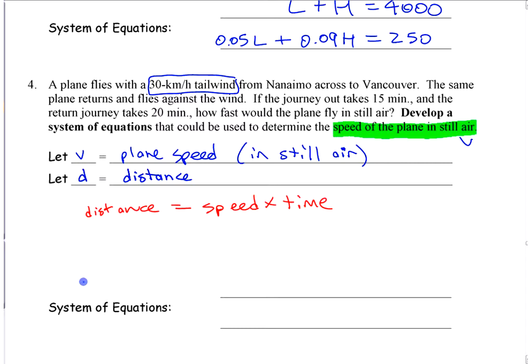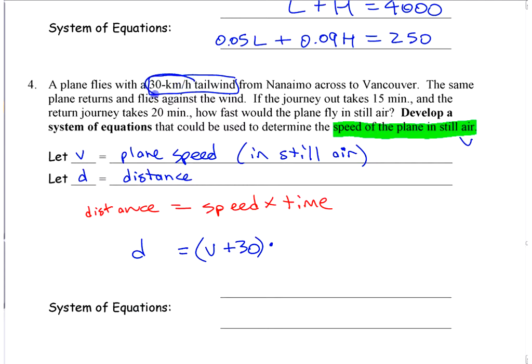Okay, let's write equation 1 from this. When you're going with the wind, what's the speed of the plane? V plus 30, right? The 30 is helping it when it's going with the wind. We don't know what D is, so we're going to put D in there for distance. And the time we're given, right?